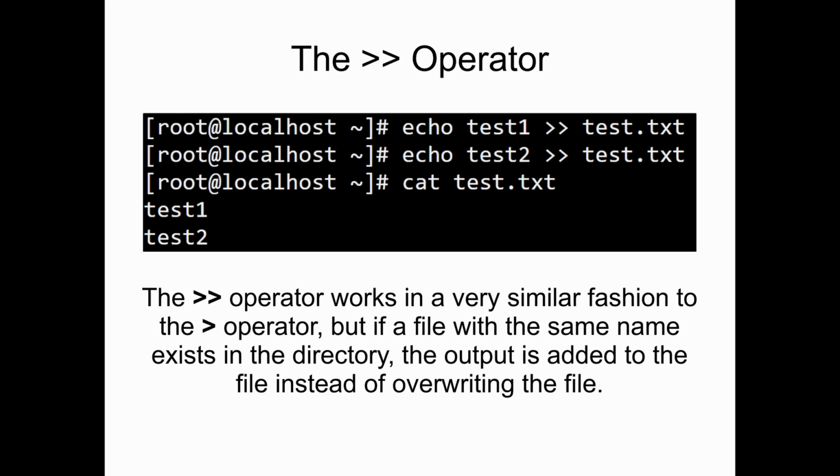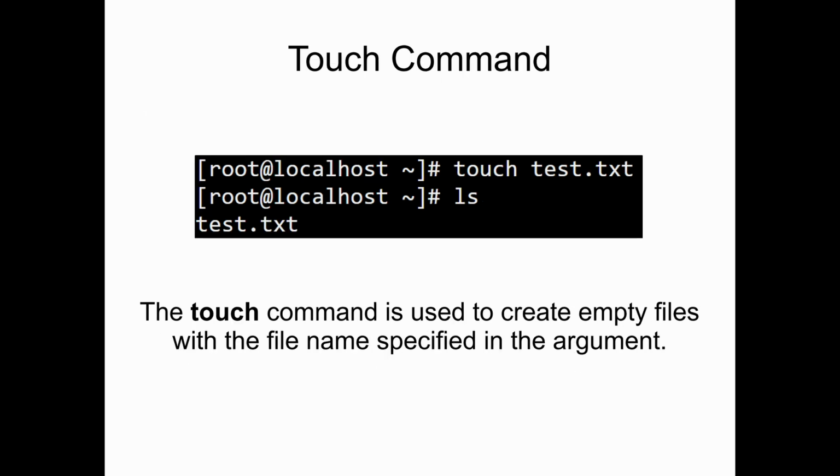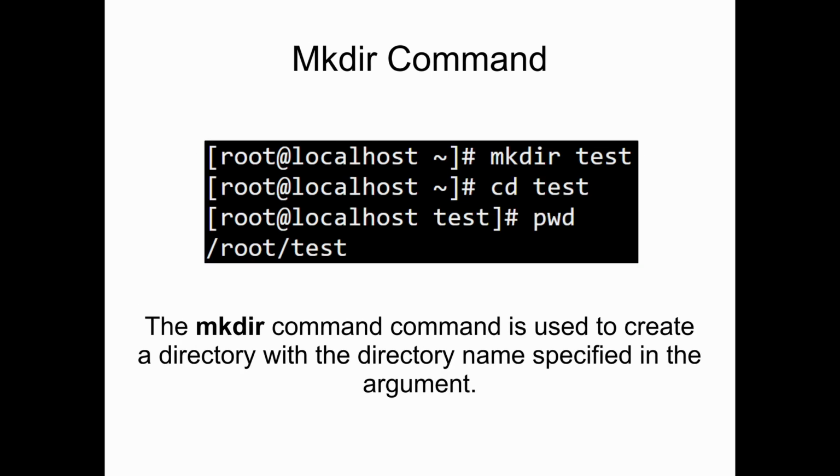The double greater than operator works in a very similar fashion to the greater than operator. But if a file with the same name exists in the directory, the output is added to the file instead of overwriting the file. The touch command is used to create empty files with the file name specified in the argument. The mkdir command is used to create a directory with the directory name specified in the argument.